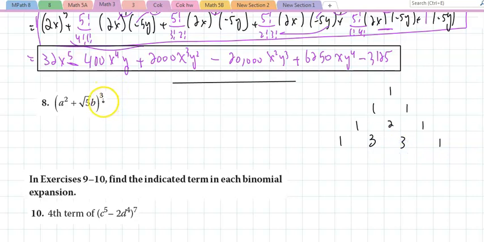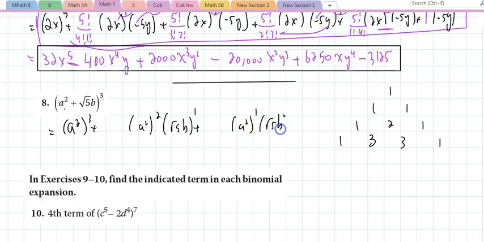So, this is the way it works. This is the first raised to the 3rd, 1 power less. That means radical 5b must be raised to 1. 1 power less. That means radical 5b must be raised to the 2nd. And radical 5b to the 3rd. And I'm going to copy those coefficients right there, right there, right there, and right there. That would be a to the 6th. There's a 3 there, a 3 there, and a 1 there.